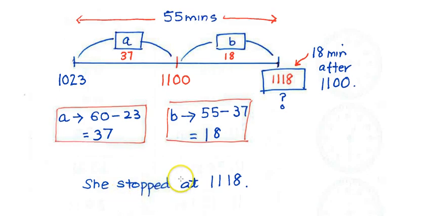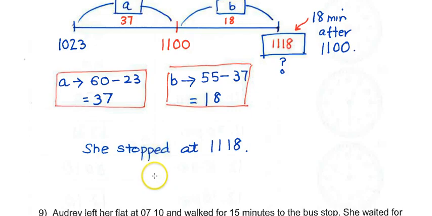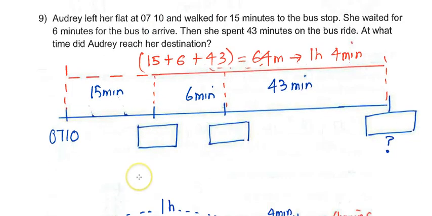Right? She stopped at 11:18. Let's carry on. Now Audrey left a flat at 7:10. Now you may have to draw something like that for understanding.